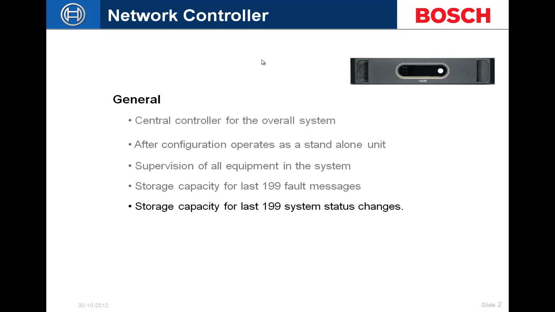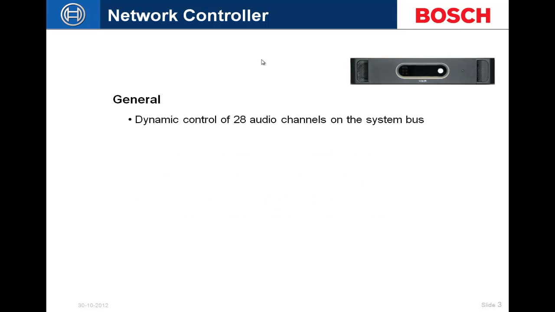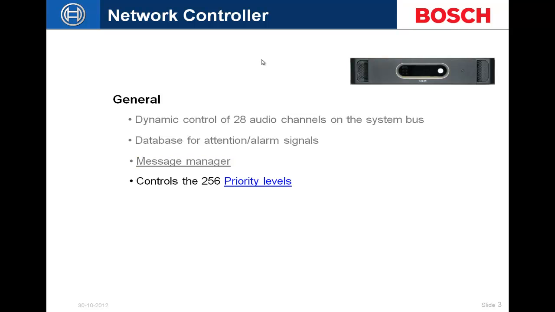It does store the last 199 faults and call events that happen within the system. Those can be recalled with our logging viewer and logging server software. It controls the audio, meaning it controls dynamically all of the 28 audio channels on the system bus. It's also our alarm and message manager within the system. The NCO itself has the capability of storing up to 1,000 individual message names with a total record time in WAV file format of 3 hours, and that can be expanded to 12 hours if needed.